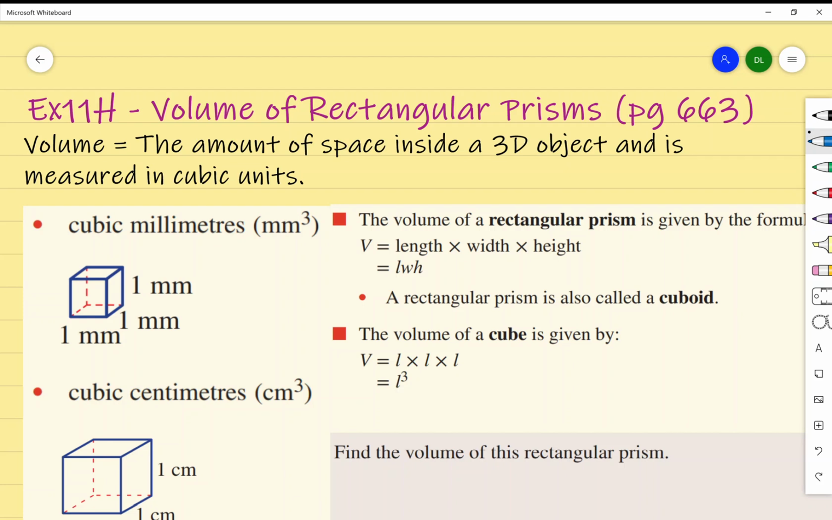So for example, when you're buying soft drink, how big is a large bottle of soft drink? Oh, it's 1, sometimes 1.5, sometimes 1.25 liters. How big is a can of Coke? 375, very close, right? So knowing the volume allows us to compare sizes.